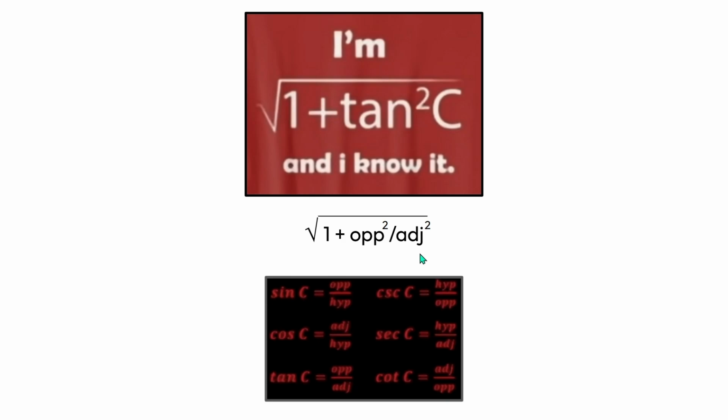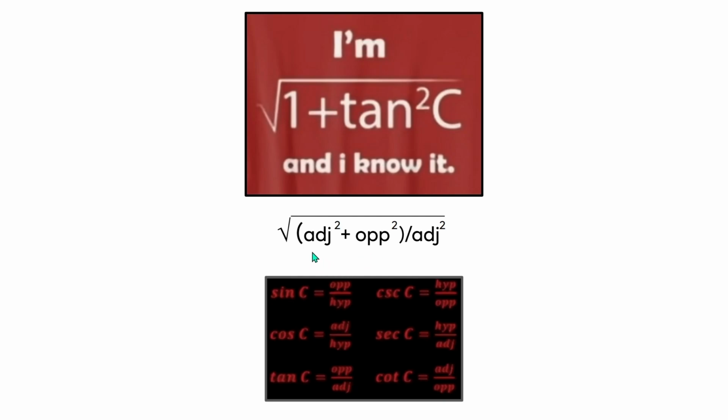Now, we're adding 1 to this. How do we do that? Well, we're going to have to get a common denominator. We can do this by changing 1 to adjacent squared over adjacent squared. And whenever you're adding two numbers with the same denominator, you just add the numerators up and put them under the same denominator. So we get the square root of adjacent squared plus opposite squared divided by adjacent squared.